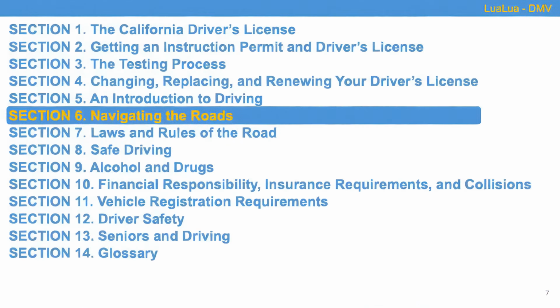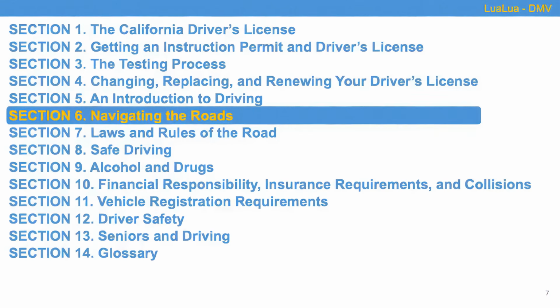Section 6. Navigating the roads. Traffic lanes. A traffic lane is a section of road for a single line of traffic. Lane markings. Lane markings on road surfaces help drivers know which part of the road to use and understand traffic rules. Single solid yellow line.